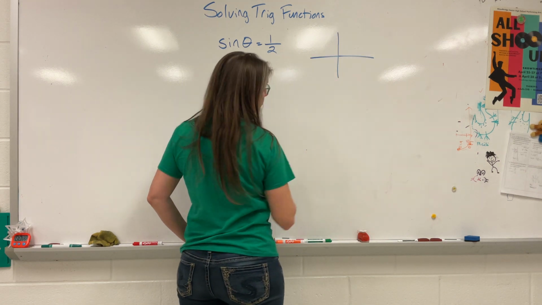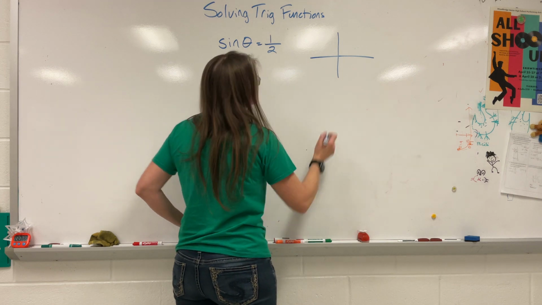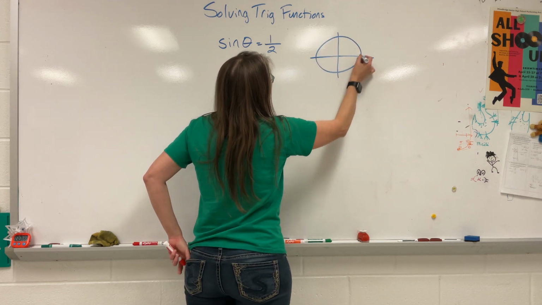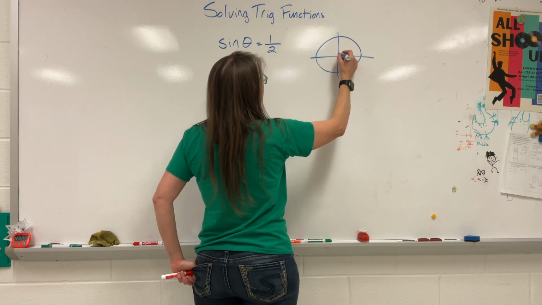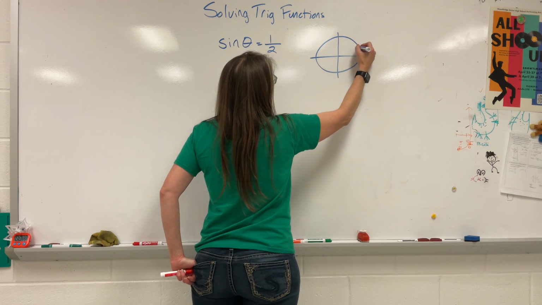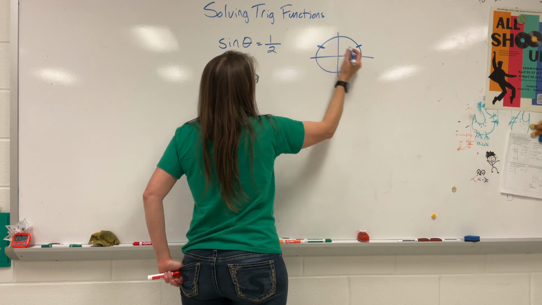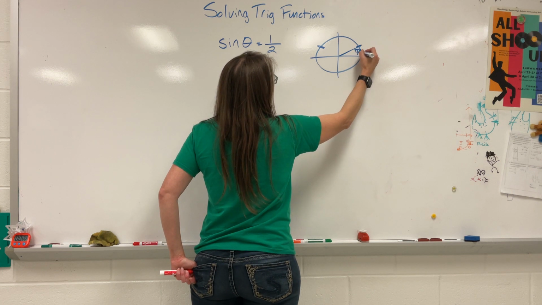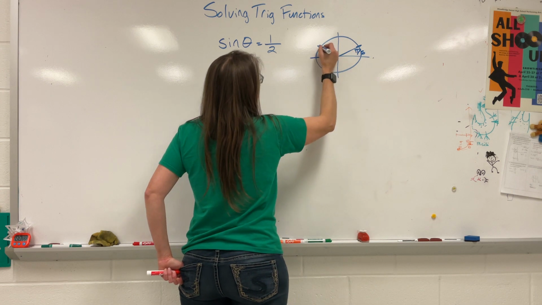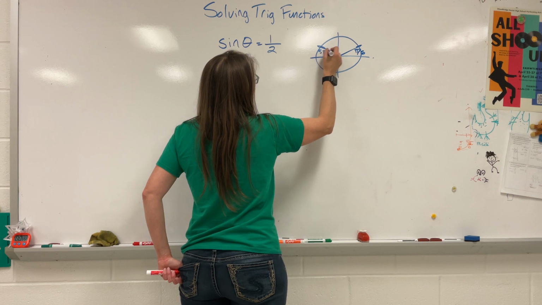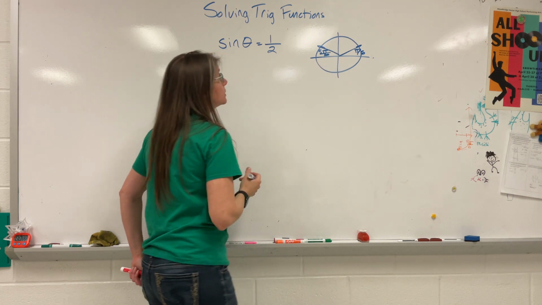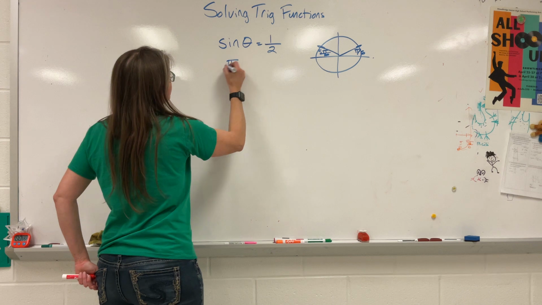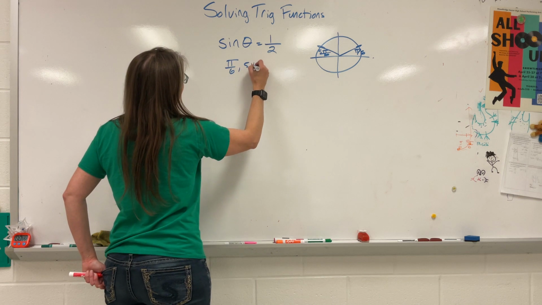So we go back to our good old unit circle, and we go all the way around. And where is sine? Well, sine is positive, so sine is 1/2 here and 1/2 here. If you remember, sine at 1/2 is going to be pi over 6, and it is going to be 5 pi over 6. So we have two solutions there. I know that pi over 6 is a solution, 5 pi over 6.